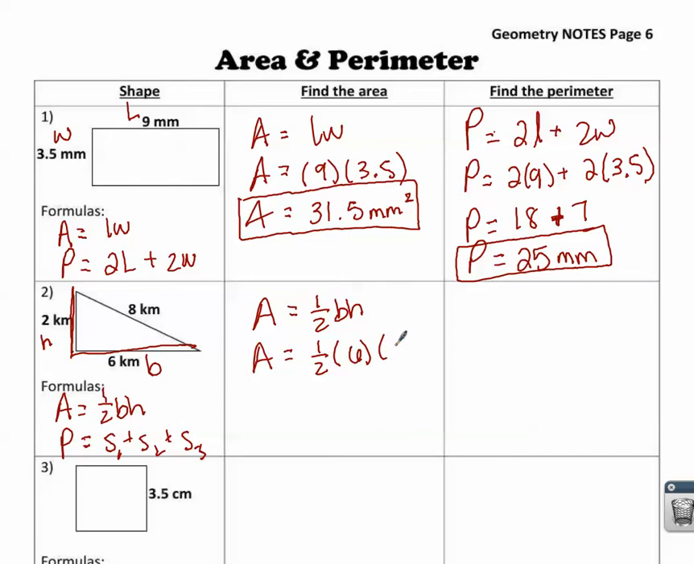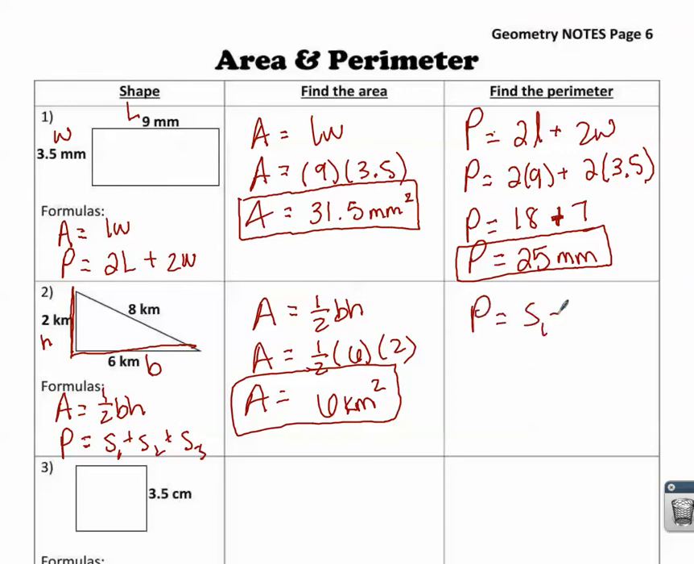So 1/2 times 6 times 2. Go left to right. 1/2 of 6 is 3, times 2 is 6. You are finding the area. Area is always squared. To find the perimeter, remember it's just side 1 plus side 2 plus side 3. So you have 6 plus 8 plus 2, which is going to be 16 kilometers.